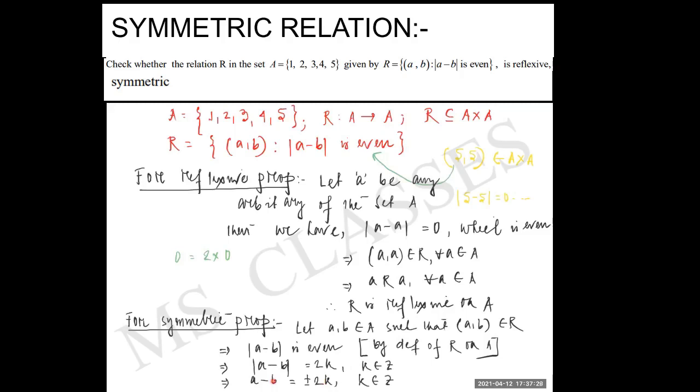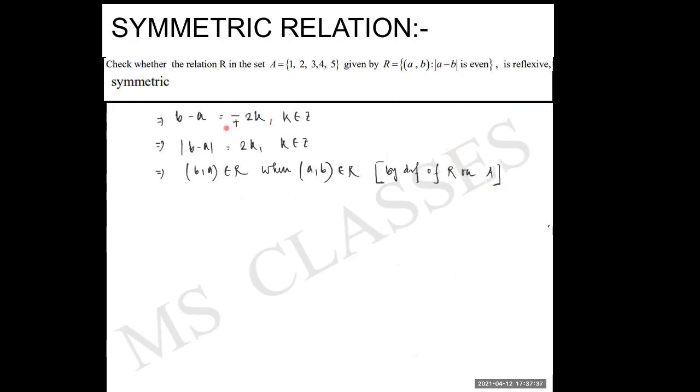Now what is my intention? To show that b comma a belongs to R. So for that, I have taken a minus common. So b minus a equals minus or plus 2k. So mod of b minus a equals 2k. So b comma a belongs to R when a comma b belongs to R. How have I done that? Because this definition is the definition of relation R. So from this, we can say that therefore R is symmetric on A.